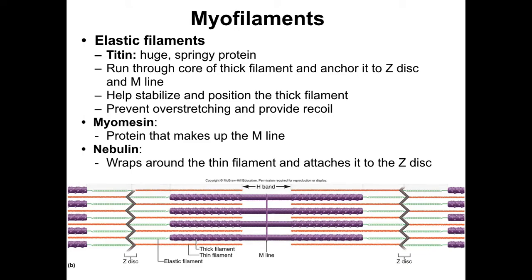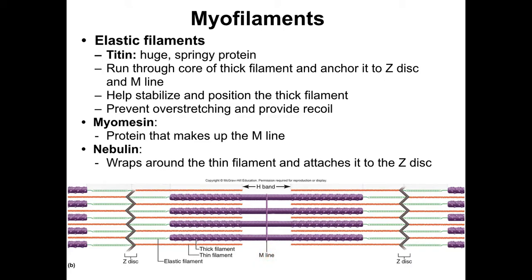The protein myomesin. Myomesin, for M, is what makes up the M line. That's the protein that's going to hold all of these thick filaments together.